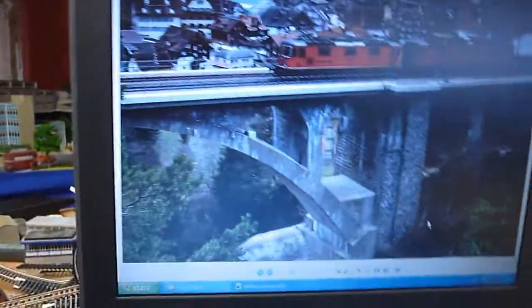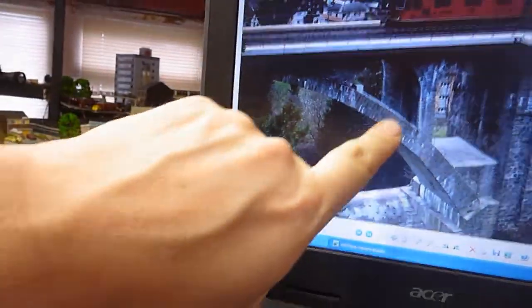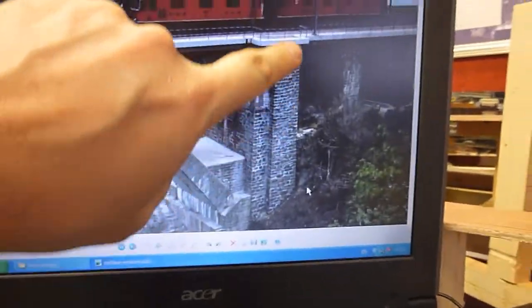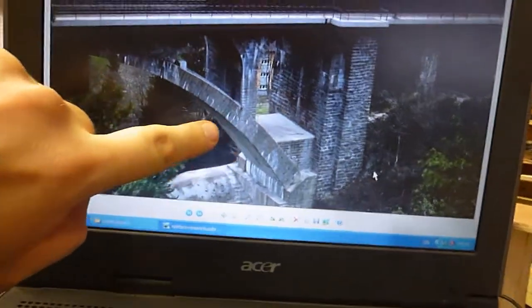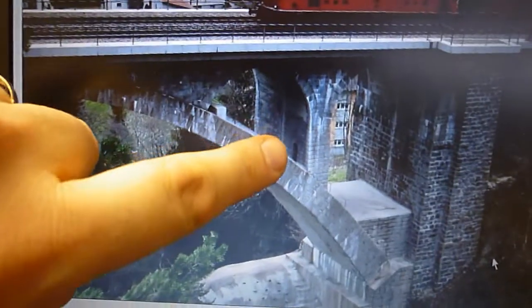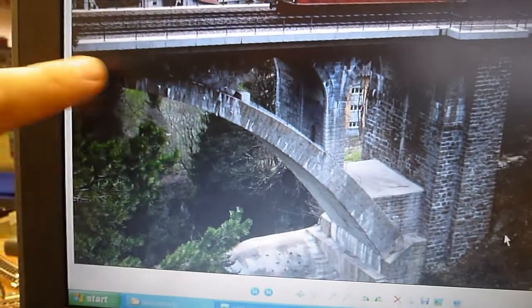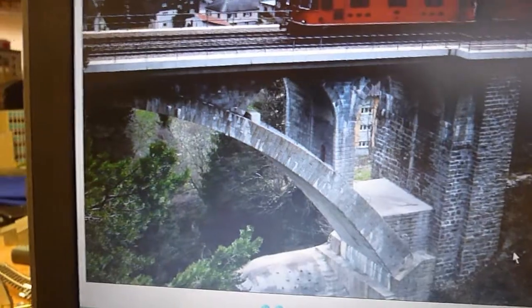This is what I'm copying off. Just going back to this picture again, as you can see, this part of the bridge is much narrower than this part of the bridge, so it's important to replicate that. And you can see the lines running up the middle where the bridge was actually rebuilt in two halves.